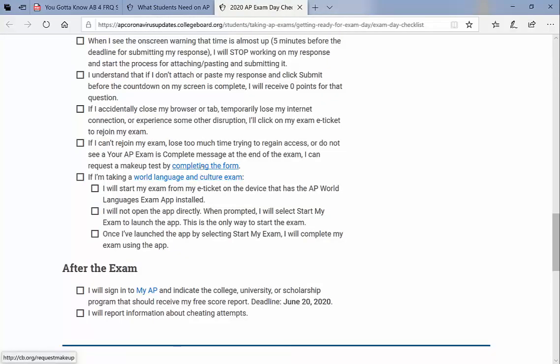right now, I guess this site isn't open yet, but there is going to be a form here. So there's going to be a form where you request a makeup. And so that's something that we'll deal with if it happens.